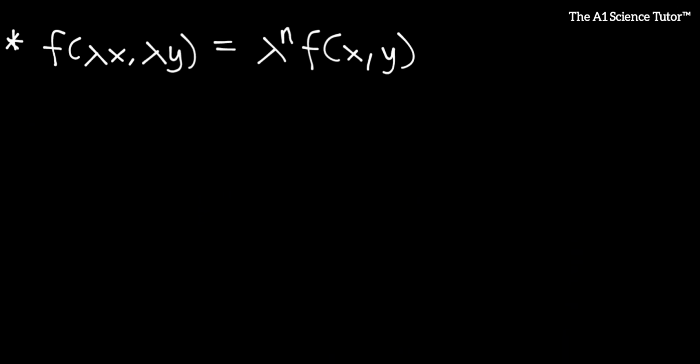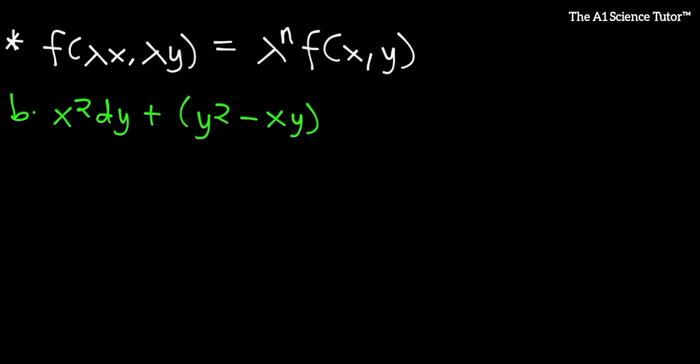So let's say in this case, you are given something like this, x squared dy plus y squared minus xy dx, and this is equal to 0. So what is going to be the answer? Should this equation be homogeneous or not? So let us find out.